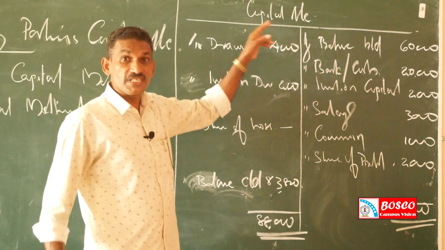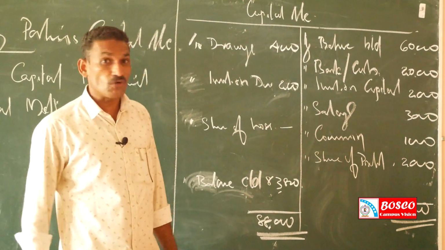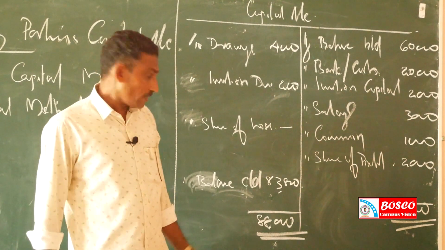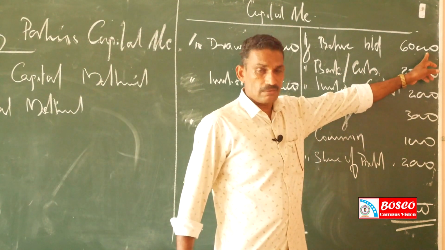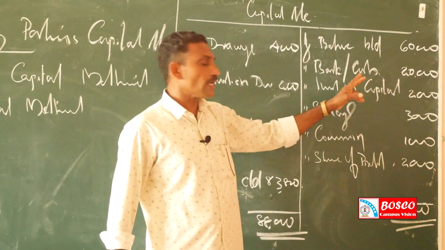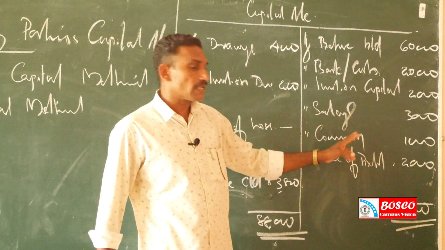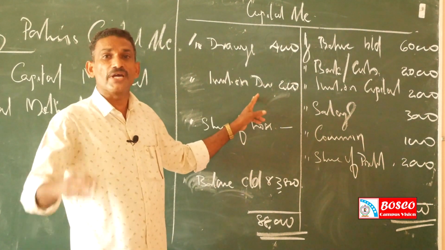This fluctuating capital method is also known as floating capital method. We know this closing balance is different from opening capital as a result of various adjustments like additional capital, interest on capital, salary, commission, share of profit, then drawings, interest on drawings, etc.